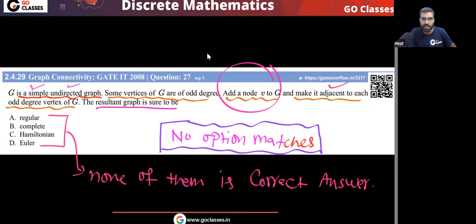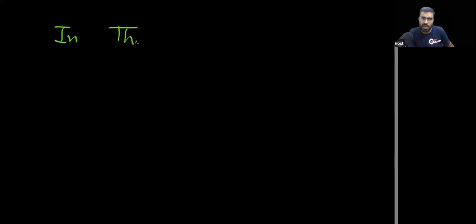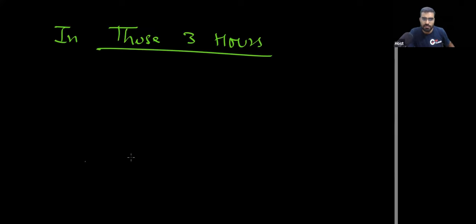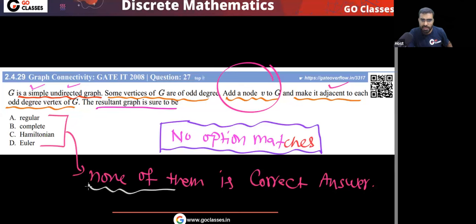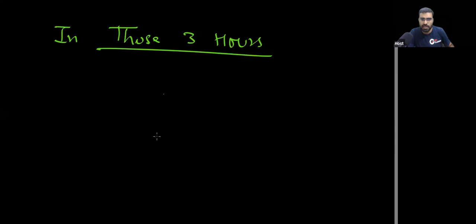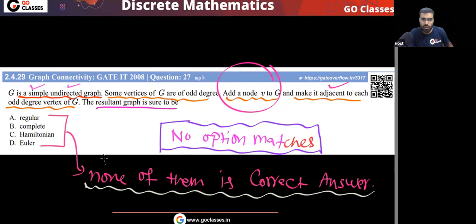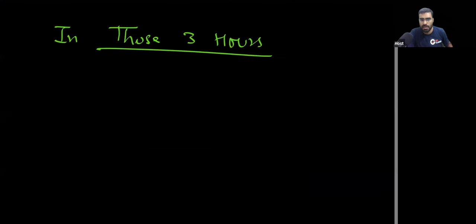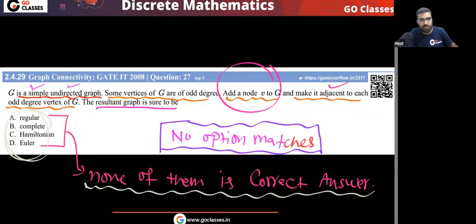But if you are in the GATE exam, which option will you tick? Will you leave this question in the GATE exam? Let's assume in those 3 hours you are very intelligent, you know the basic things, you understand all the small things, and you find out that none of the options is correct. Then will you leave this question? Don't leave the question.